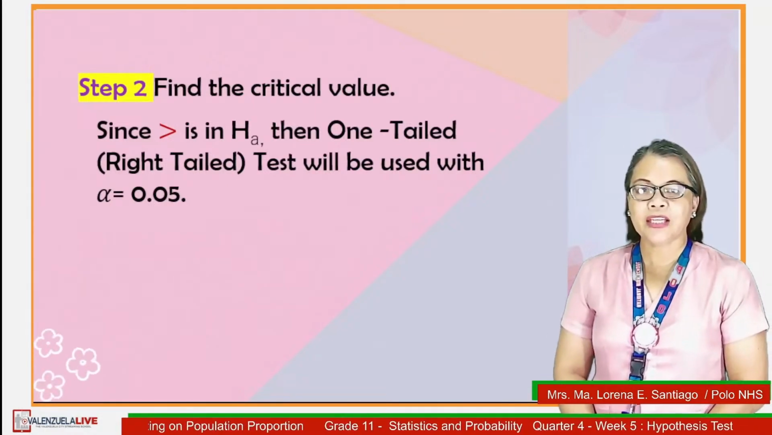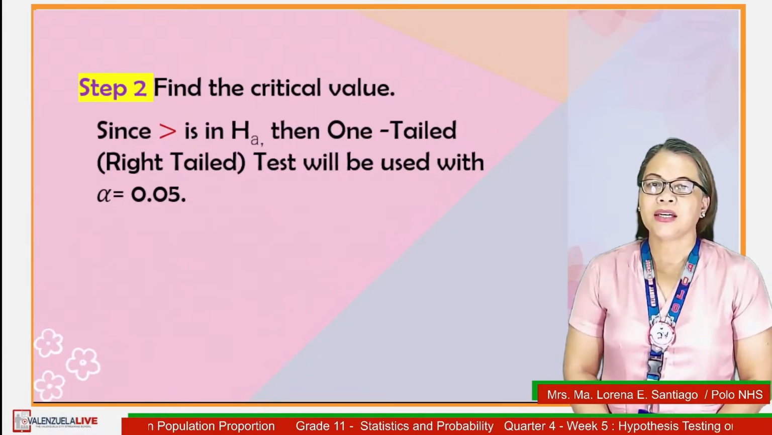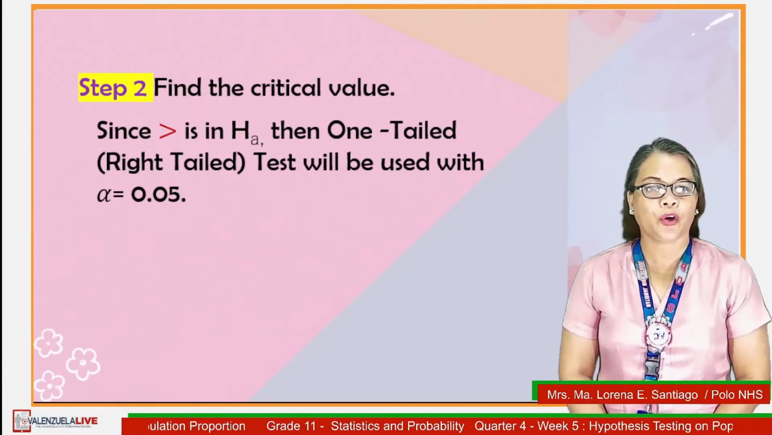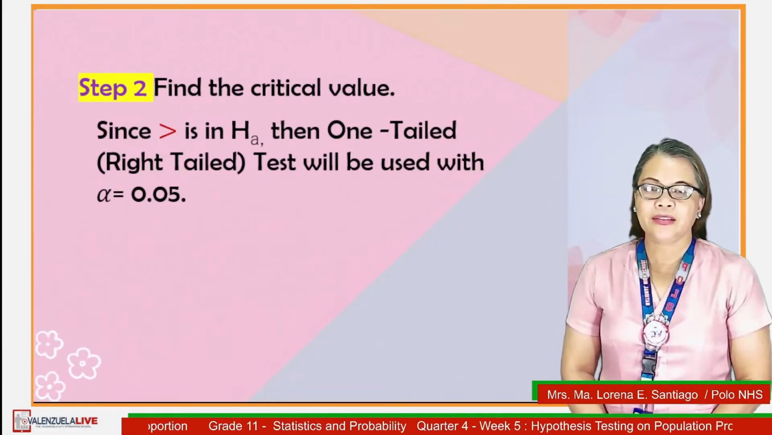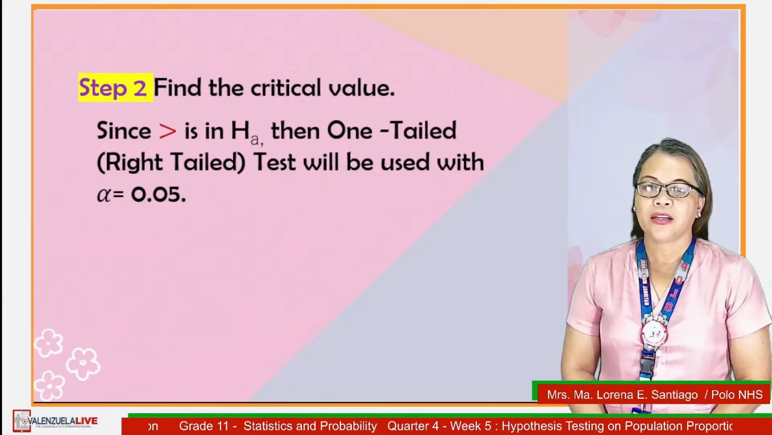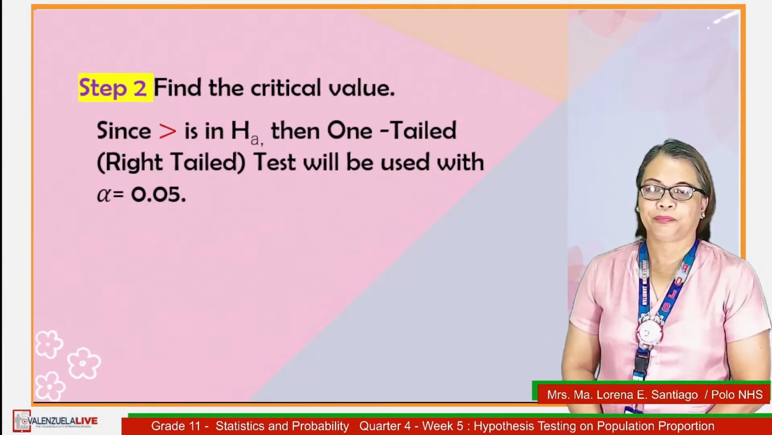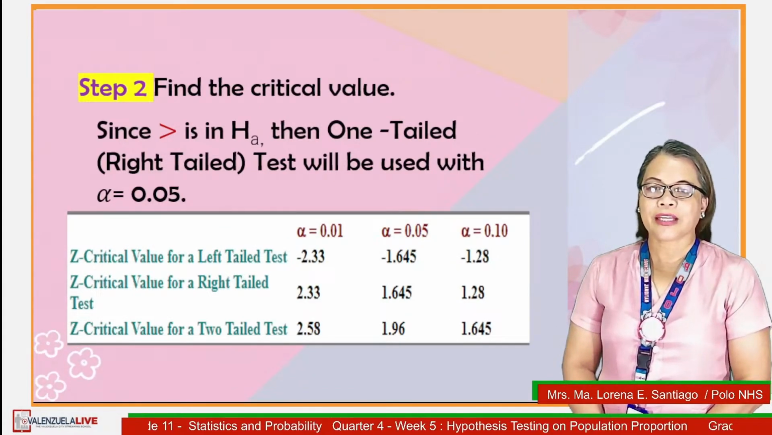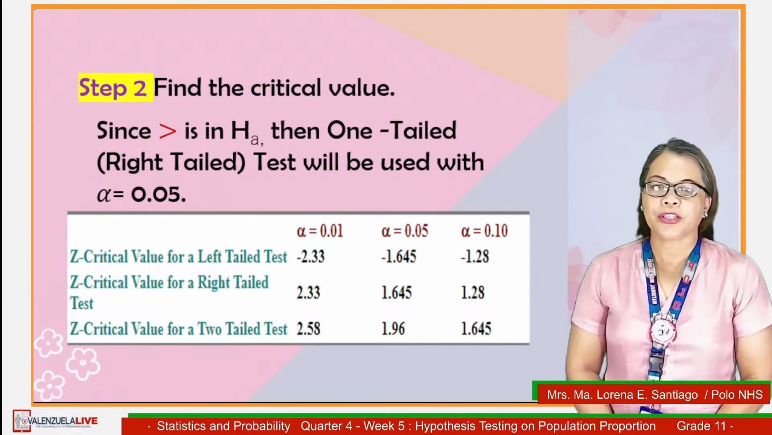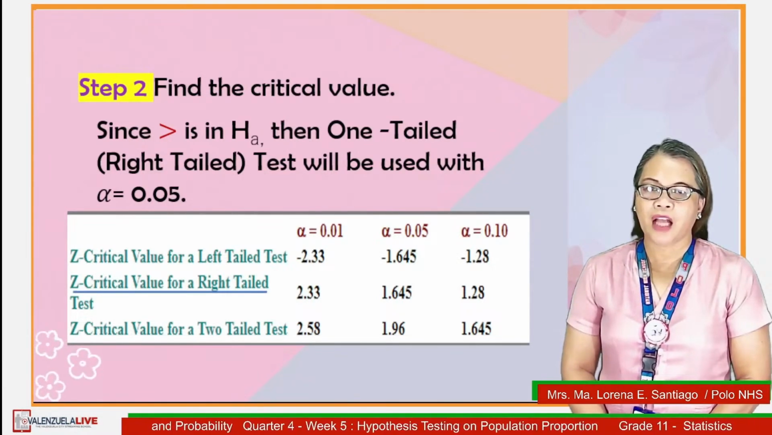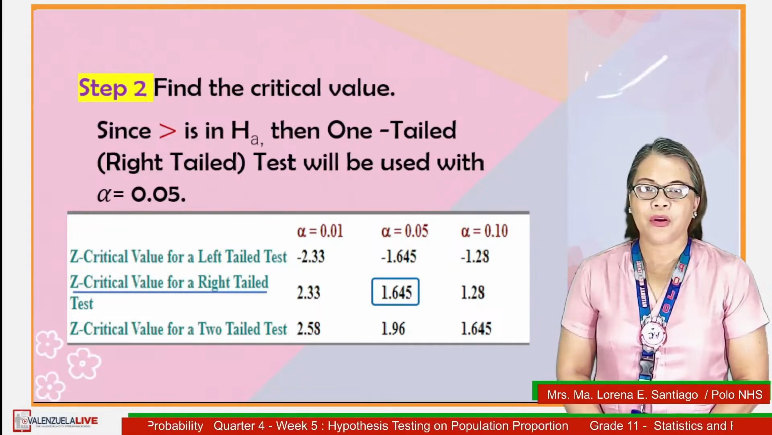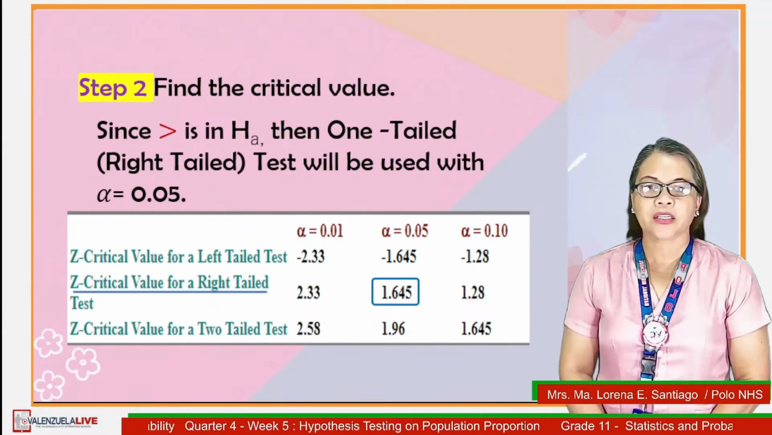Since greater than is in the alternative hypothesis, this is an indication that we are going to use the one-tailed right-tailed test. And our alpha again is 0.05. So, looking at the table again, the critical value for a right-tailed test and an alpha equal to 0.05 would be 1.645.